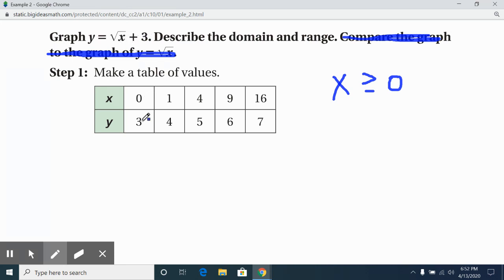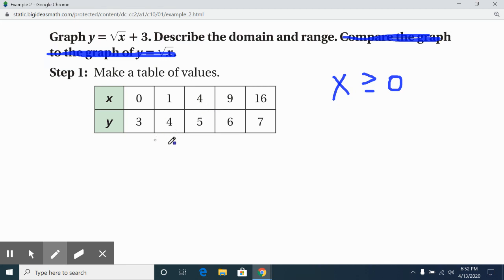Okay, now the next number we're going to plug in is 1, because we can take the square root of 1, right? So we take the square root of 1 to get 1. We add 3 to it to get 4. Then they choose 4, 9, 16. Hopefully you're understanding why: those numbers have whole number square roots. They're perfect squares. So if we took the square root of 4, we'd get 2. We'd add 3 to get 5.